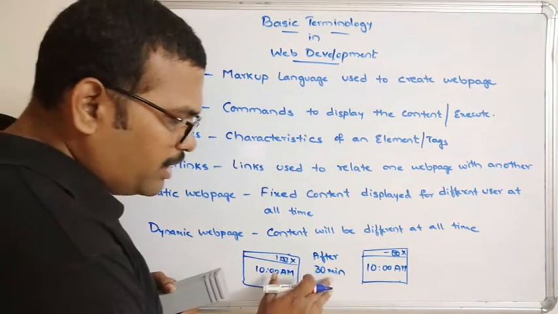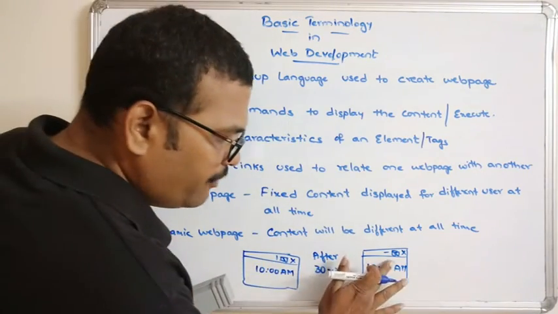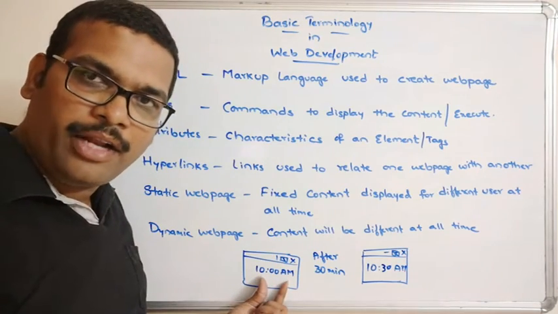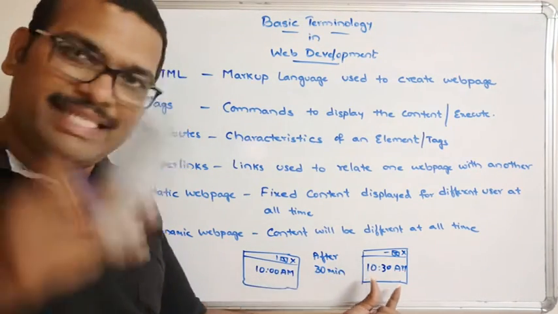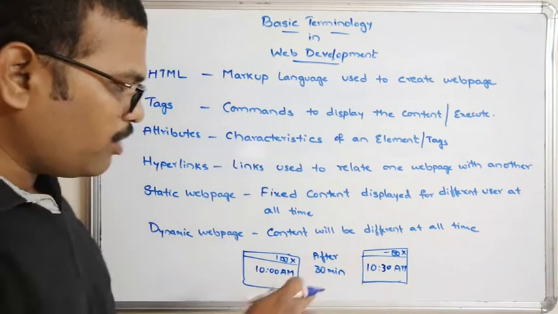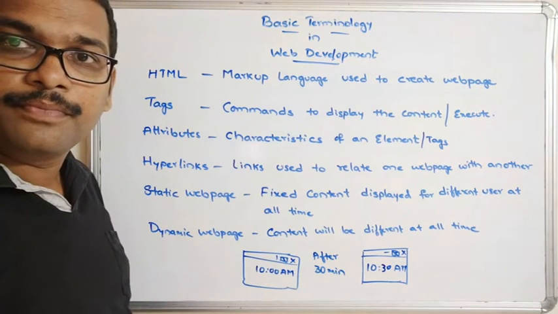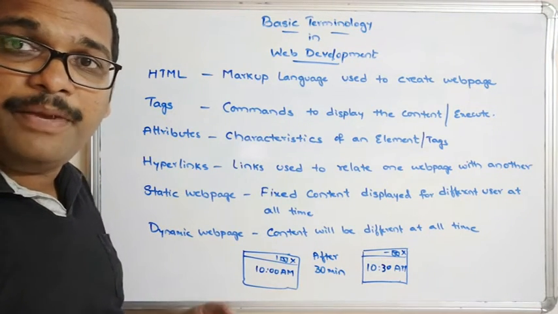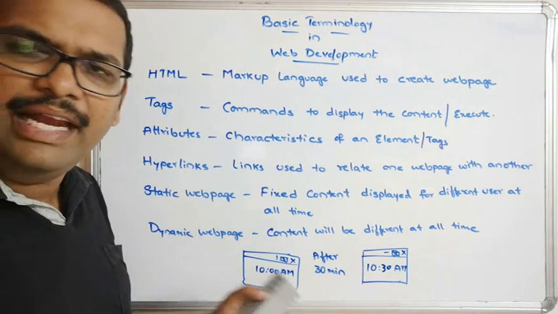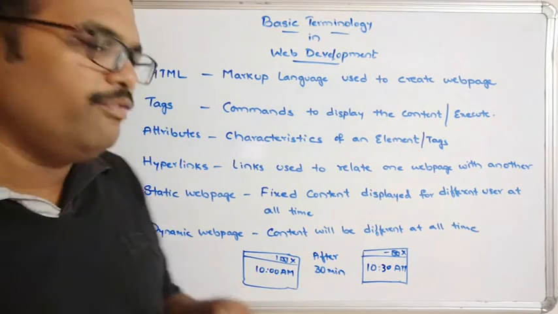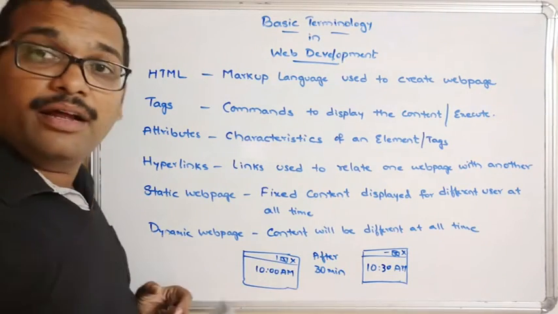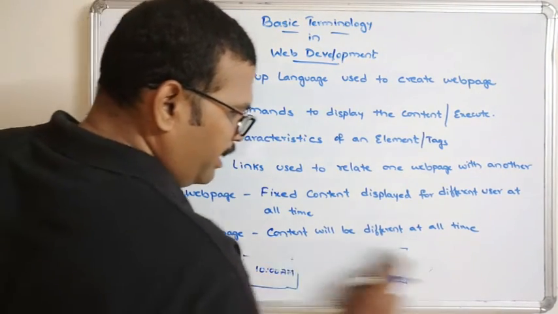If you created it at 10 o'clock, and after 30 minutes you execute the same code but you get different content, that means 10:30, then we call it a dynamic web page. Hope you understood, right? Static web page means a fixed content, displayed at any time. But dynamic web page means the content will be displayed differently. So that we call a static web page and dynamic web page.